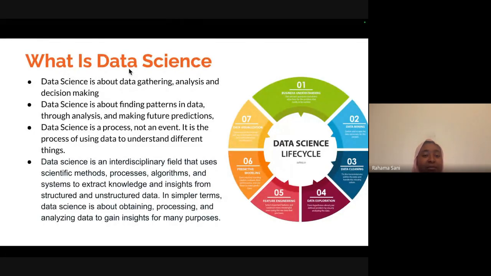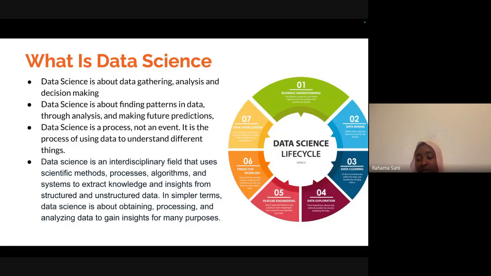So data science is about data gathering, analysis, and decision making. This is just to give some more information to what Ms. Precious talked about yesterday. So data science is also about finding patterns in data through analysis and making future predictions. It is a process. It is not an event. It has a life cycle, like we can see here. And it is the process of using data to understand different things.